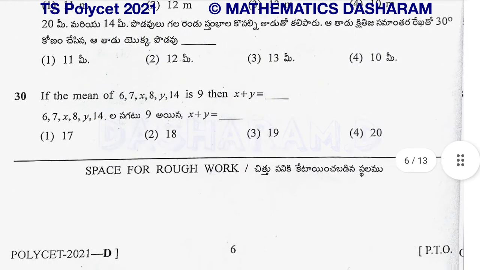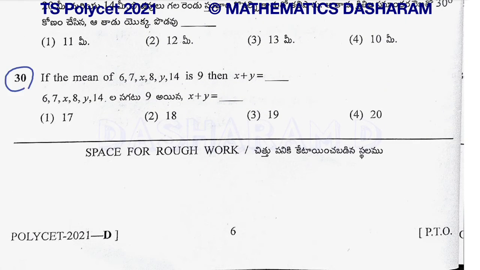Next to question number 30. If the mean of 6, 7, x, 8, y, 14 is 9, then what is x plus y? So mean means sum of observations divided by number of observations. So 6 plus 7 plus x plus 8 plus y plus 14 divided by total how many observations? 1, 2, 3, 4, 5, 6. So 6 observations. It is equal to the mean given, that is 9.